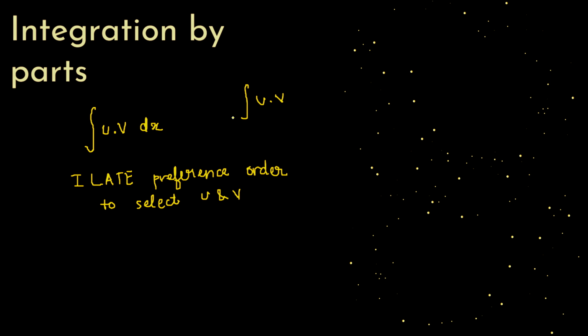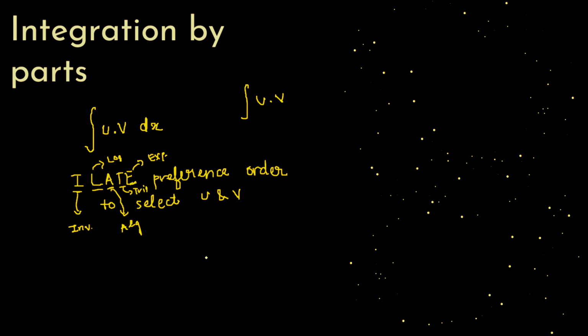So the first thing that you have to do when you're asked to perform an integration of a product of two functions is you have to choose u and v. So the order for that is called the ILATE preference order. So here I stands for inverse trigonometric functions, L stands for logarithmic functions, A stands for algebraic functions, T stands for trigonometric functions, and E stands for the exponential functions.